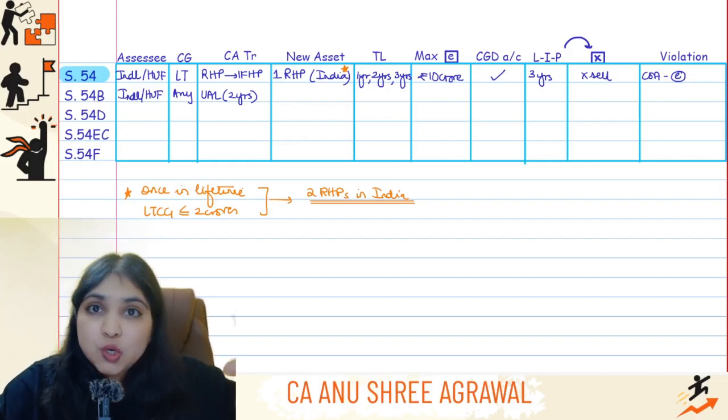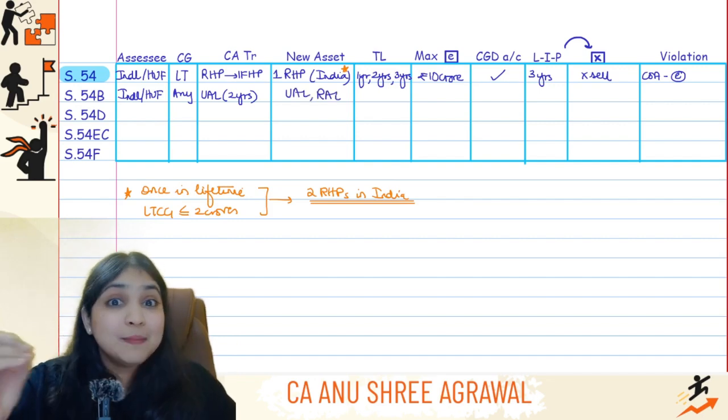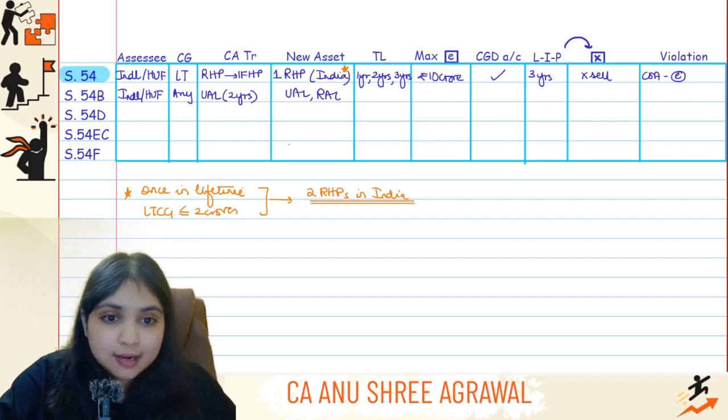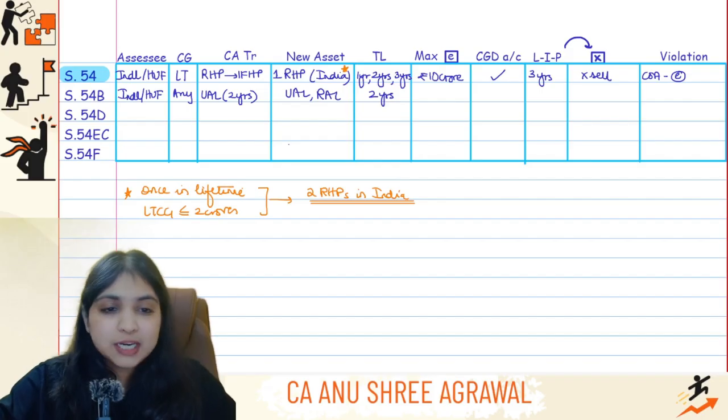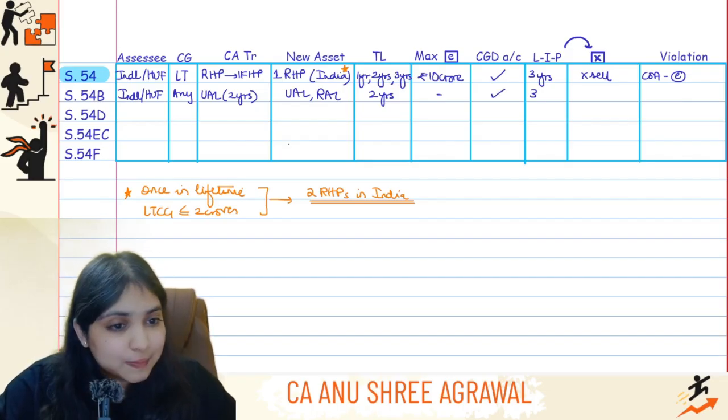Okay, then what is the new asset that we are buying? The new asset we are buying is either an urban agricultural land or it is a rural agricultural land. What's the time limit? Within how much time are we buying this new land? Within 2 years. All time limits from the date of transfer, guys. Within 2 years from the date of transfer. Then maximum exemption, how much will you get over here? No maximum limit over here. CGT concept will apply here also. Lock-in period here also will be 3 years.